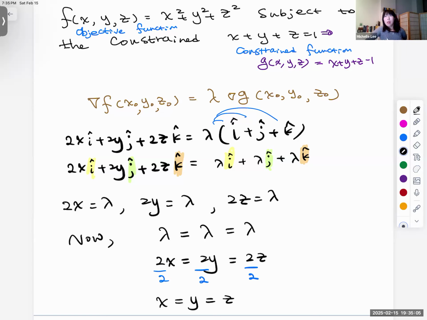All right. Now, from the constraint function, we need to solve for x, y, z. So we have this one. Let's make that. Copy.